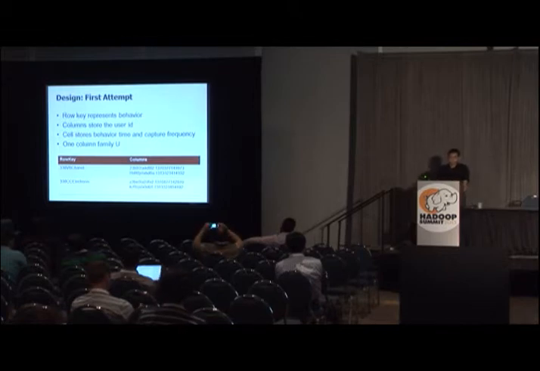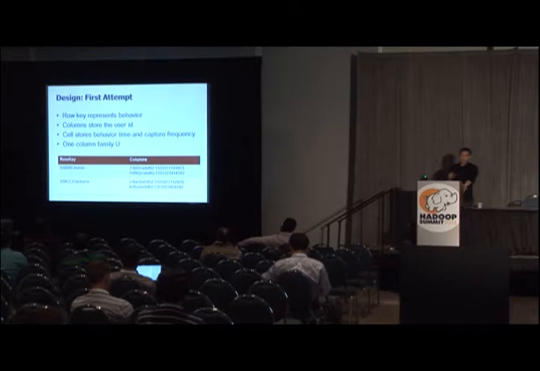So, first attempt. We know that the row key represents the behavior. And in the columns, we would store the user ID who exhibited that behavior. That much we know. Now, whether we put the timestamp in the row key or the columns, it took us several iterations to figure that out.